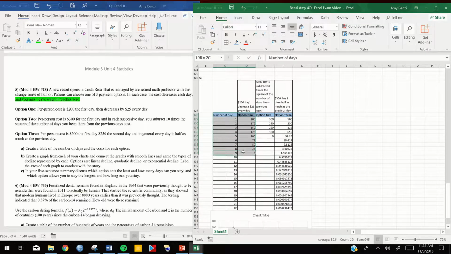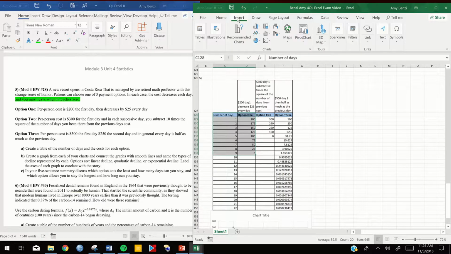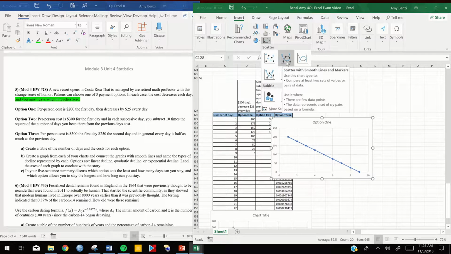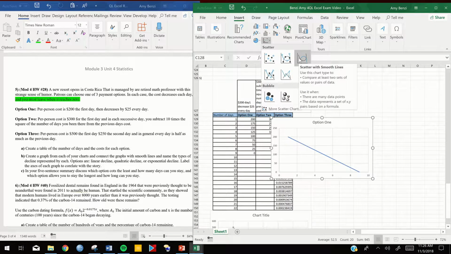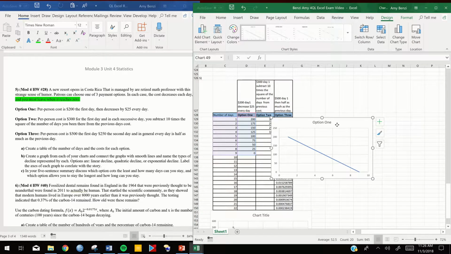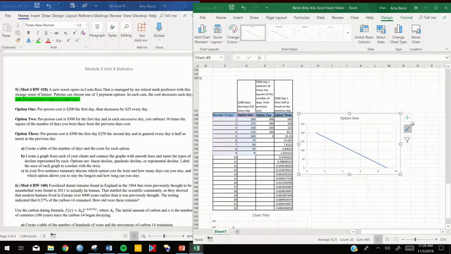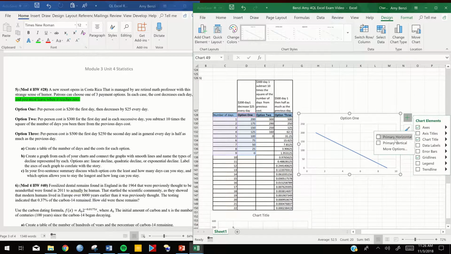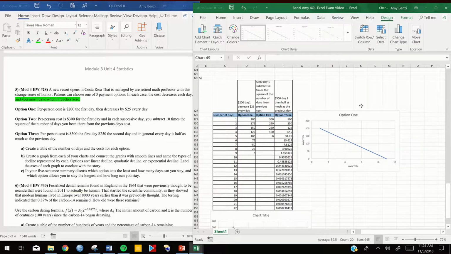So my first graph is going to be the number of days and option 1. I'm going to insert a nice scatter plot with smooth lines. I can choose to do it with markers or without. I guess I'll just do without for now. And of course, I'm going to mark these with axes titles, number of days and costs. All of that needs to be labeled, folks.